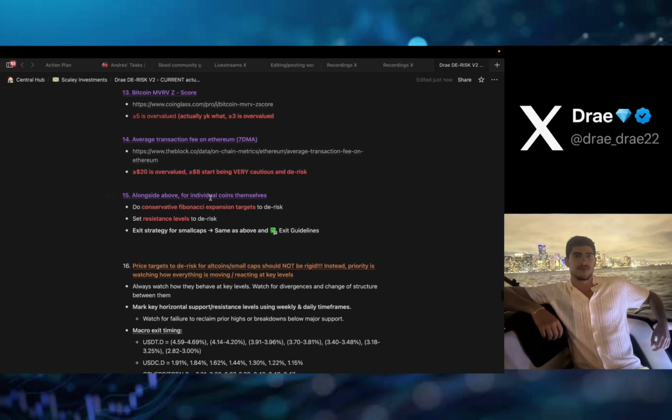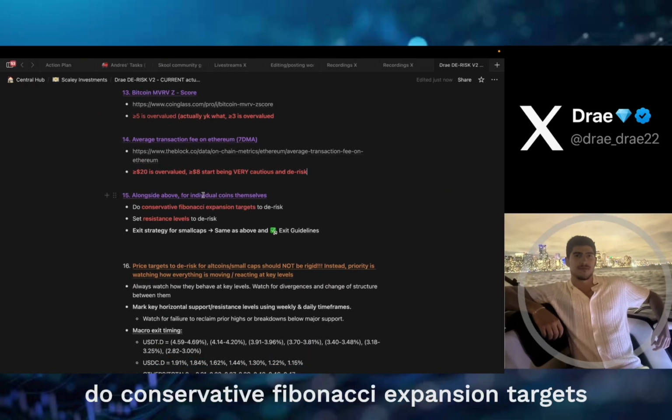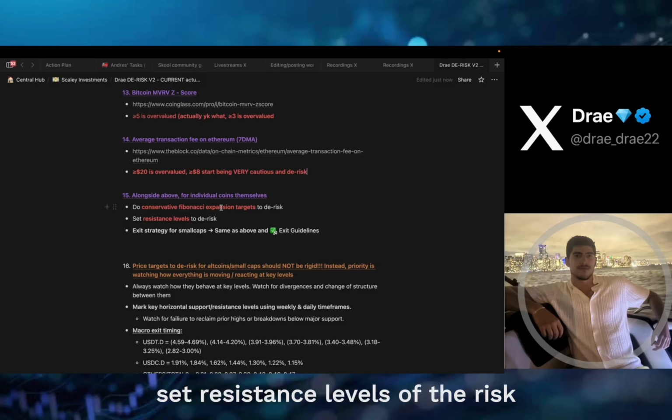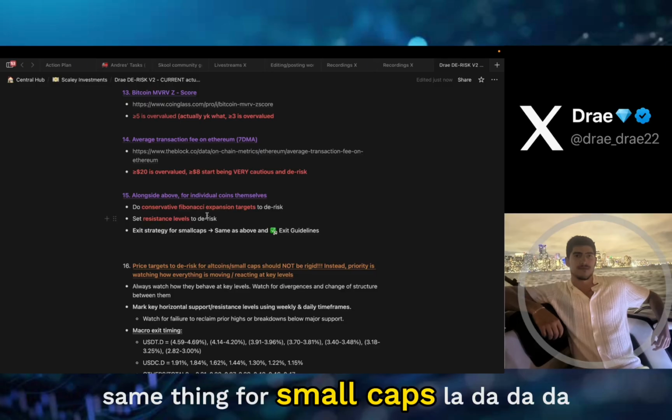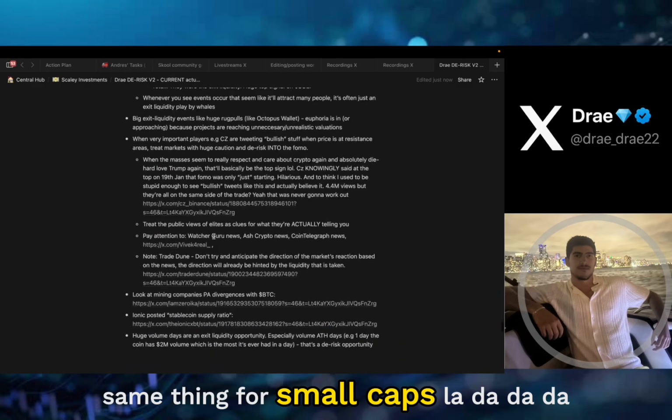All right. Alongside the above, for individual coins themselves, do conservative Fibonacci expansion targets, set resistance levels to de-risk. Same thing for small caps.